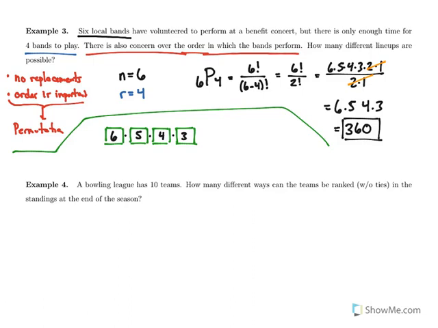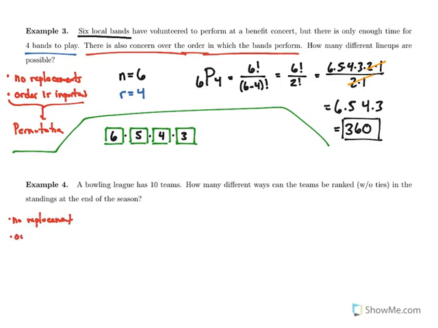All right, next example: a bowling league has 10 teams. How many different ways can the teams be ranked without ties in the standings at the end of the season? So note, again, there is no replacement. Why is there no replacement here? Because we have 10 different teams and they're all going to be ranked differently. You can't have a team have the same rank twice.